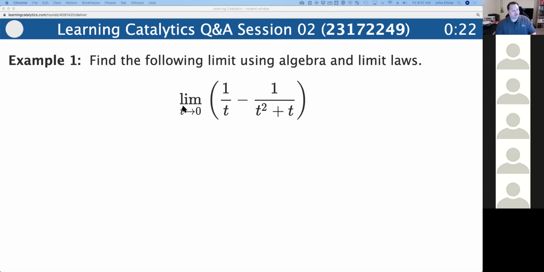We'll talk about that in a second. But go ahead and try to work this by finding a common denominator. So get a common denominator there and combine those two fractions and see if you can find the limit. I'll give us about 3 minutes, and then I will start to look at it and see where we are.